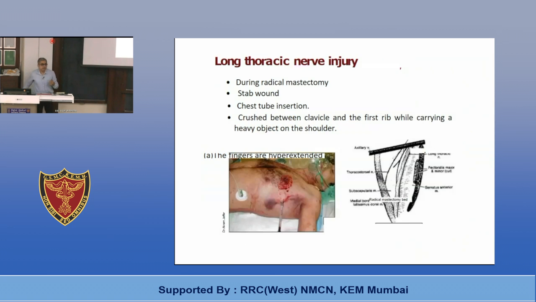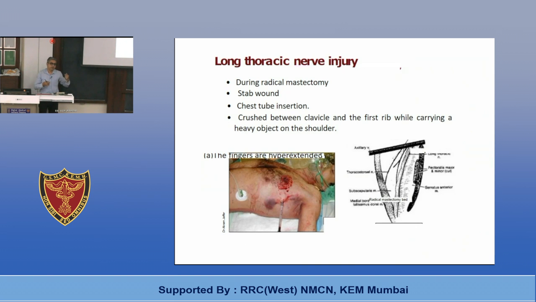Next, the injury in this region, the axilla. If you remember, the long thoracic nerve runs along the medial side of the chest, along the ribs with serratus anterior. How is injury possible? Either a stab injury, or you are doing intercostal drainage and you go behind, and that is the place. You don't remember that the long thoracic nerve is here, and you injured it.